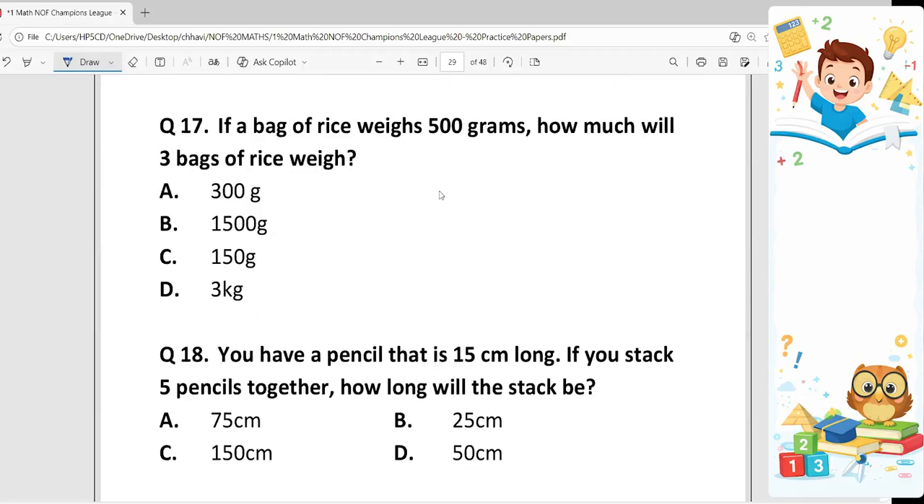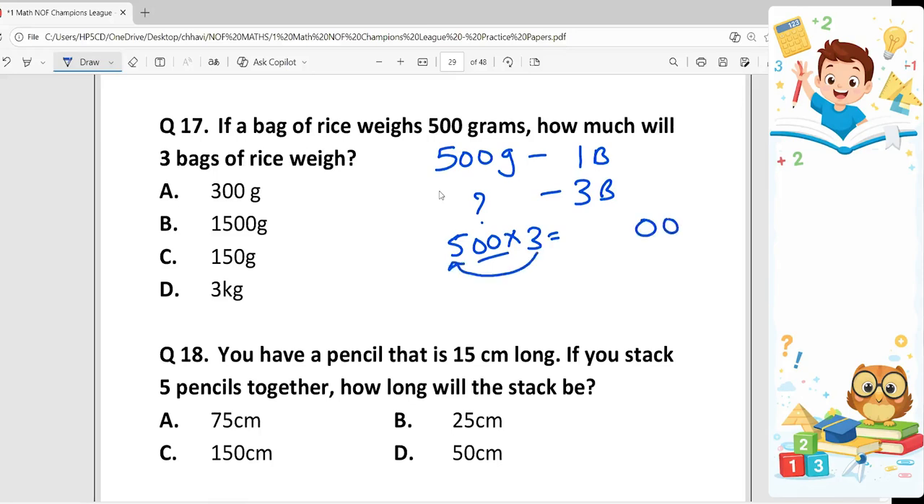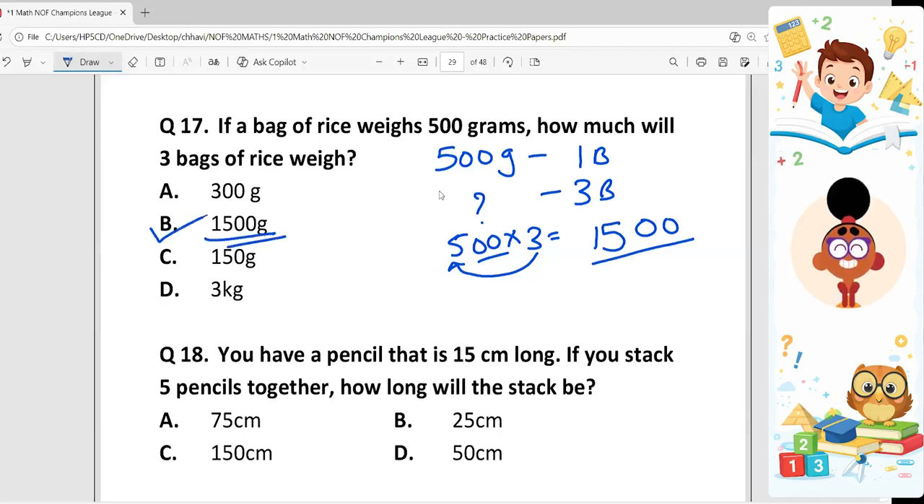17th. If a bag of rice weighs 500 grams, how much will 3 bags of rice weigh? 500 gram is of 1 bag. So 3 bags, how much will it weigh? So it will be 500 into 3 because we have to find the increased number, like the 3 bags number. We'll just put 2 zeros like this, and then multiply 5 into 3, that will be 15. So it will be 1500 gram. And that is option B. This is the correct answer.